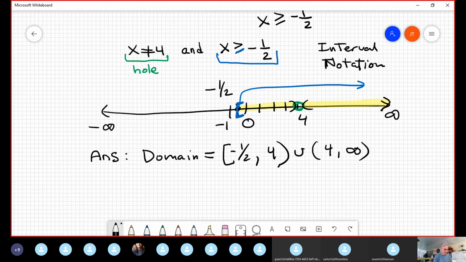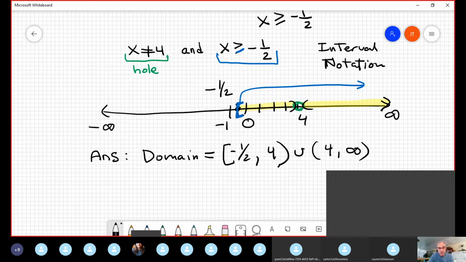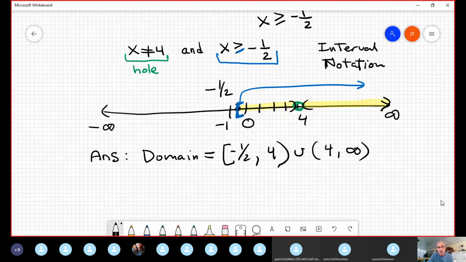How do you feel? How do you feel about the domain? This is one question in the test. One expression is given, and you need to investigate its domain algebraically, using the restrictions, the set of restrictions. That's it.